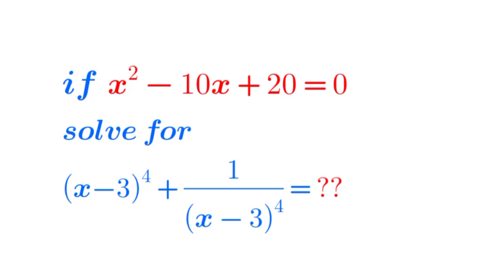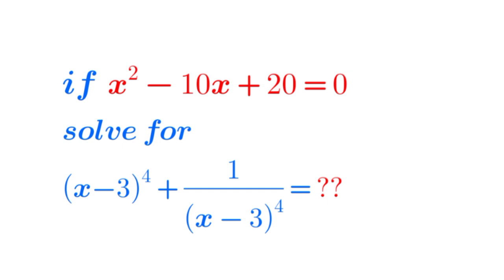In this video, I'm going to try solving this question. It says, if x squared minus 10x plus 20 is equal to 0, then we should solve for (x minus 3) raised to the power of 4 plus 1 all over (x minus 3) raised to the power of 4.